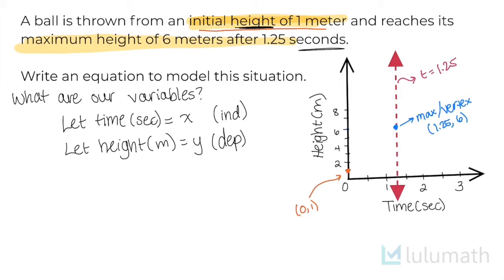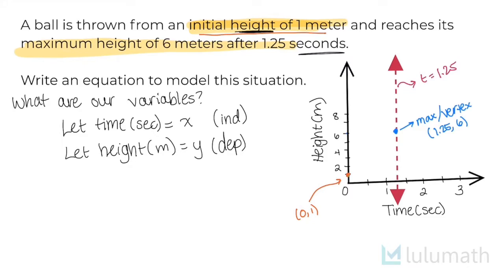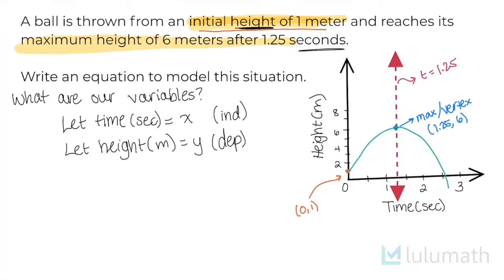Now I'm going to draw just a rough sketch of the path that the ball takes. We're going to try to make this as symmetrical as possible, but again, it's just a sketch. So my ball is thrown from a height of 1 meter, it goes up, it reaches its maximum height, and then it comes back down. Since we want to write an equation to model this situation, we have to understand that we are given the vertex, which means that we will want to use vertex form.